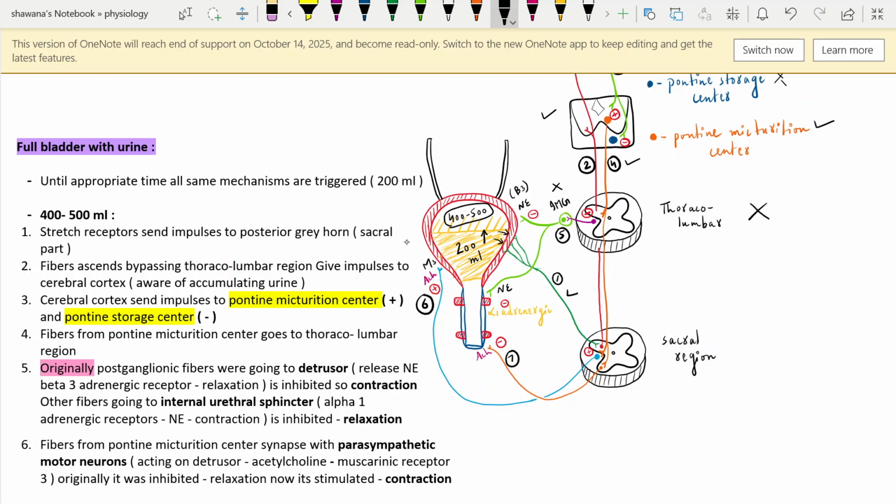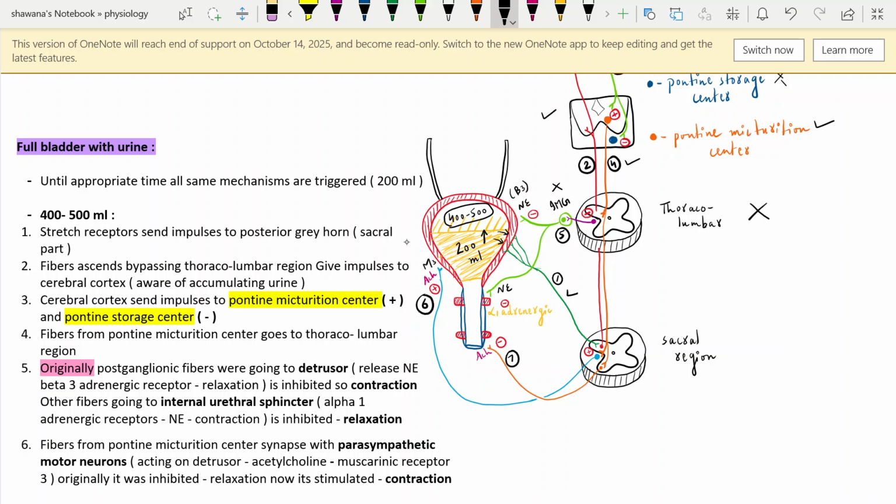It means that originally they were releasing norepinephrine to the detrusor muscle and to the internal urethral sphincter via the beta 3 adrenergic and alpha 1 adrenergic receptors respectively. But now, as we have said, the fibers from the pontine micturition center have inhibited the preganglionic motor neurons. So this whole process is inhibited. It means that the bladder relaxation is inhibited and the internal urethral sphincter contraction has been inhibited.